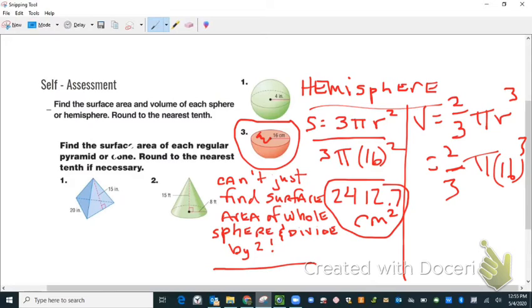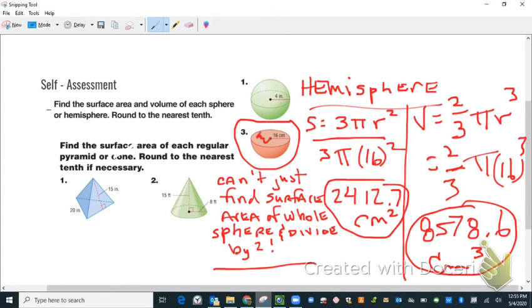So again, I'm going to start with 16. This time I'm going to go rooftop 3 to get the cube. That gives me 4,096. I'm going to multiply that times 2 pi to give me a big number, 25,000, but I have to divide that by 3 because it's 2/3 of that value. So the answer, 8578.6. Again, I have to consider the units, and because this is volume, it's cubic units.